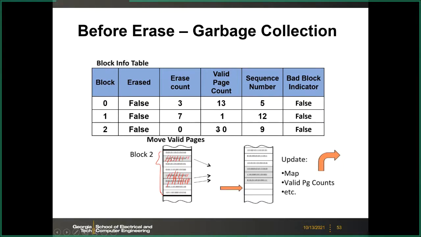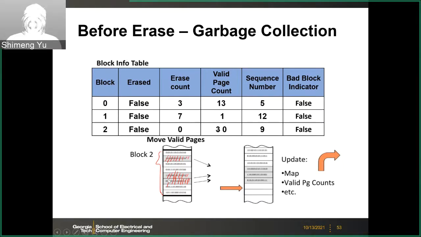So here, there's still 3 valid pages. You don't want to lose that data. So before the erase, you have to move those 3 valid pages into the new block. For example, right now, you have the new block where the current pointer locates, and you have to read out those 3 valid pages, and then write that page data to where the pointer locates. And after that, you erase the whole block.